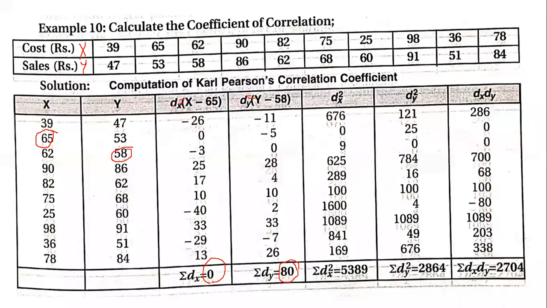Next, you are supposed to square the deviations. So dx square, and when you square all of these values, you get the total of 5389. Similarly, if you square the deviations of y, you get the total value of 2864. And then you're expected to multiply dx into dy. Here be careful with the signs, because if you have a minus sign for only one of them, you'll get a minus value. So dx into dy. We have got all the 5 major totals here.